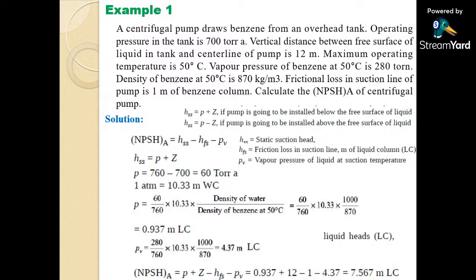So the available pressure is the vacuum pressure. Yesterday I explained how this vacuum pressure is to be converted into absolute pressure. What do you have to add to vacuum? You have to add atmospheric pressure. In that case, vacuum will be negative. So P is 700 torr vacuum, or 760 minus 700 is equal to 60 torr absolute. That value you have to consider for the pressure.